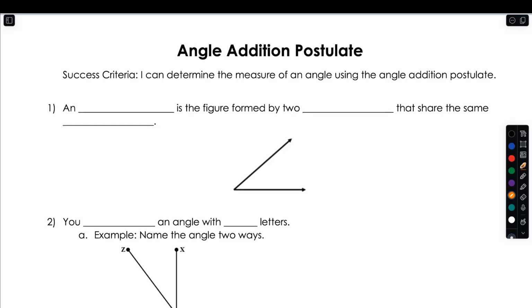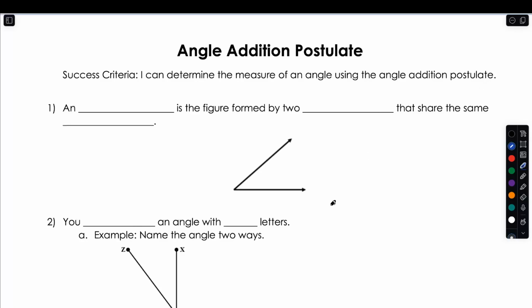Hello, and welcome to Geometry, Unit 1, Tools for Geometry. This is Section 1.5, Angle Addition Postulate. Our success criteria for today is: I can determine the measure of an angle using the angle addition postulate.